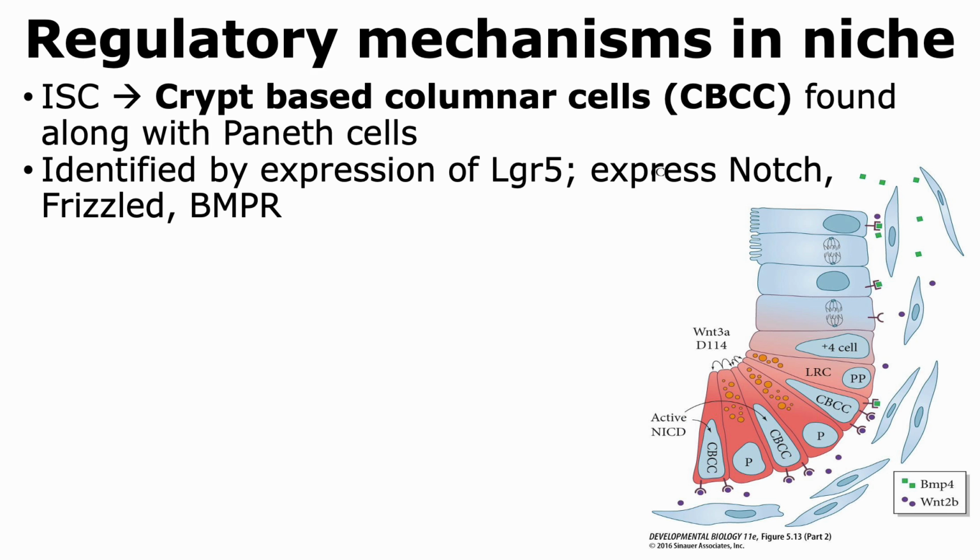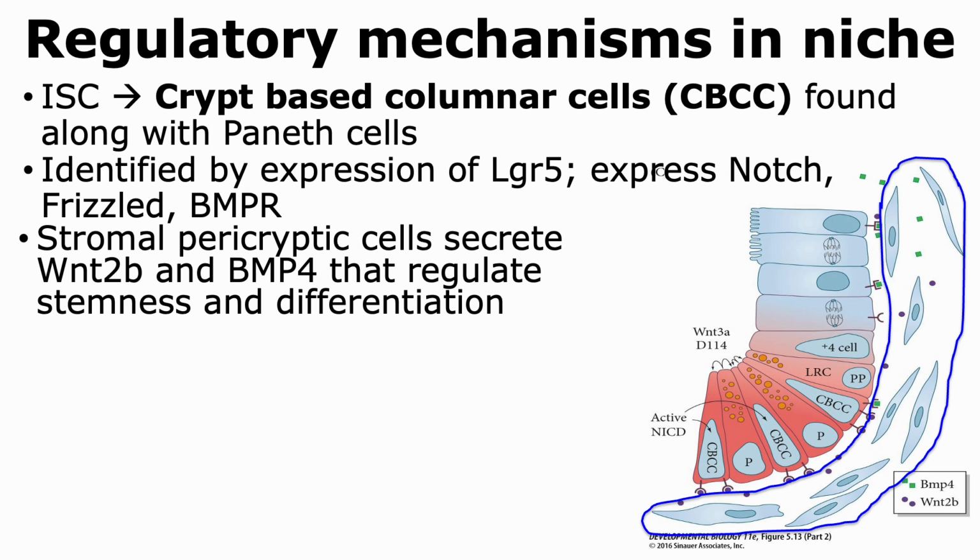The intestinal stem cells are identified by expression of the protein LGR5. So if you want to know whether the cell that you're studying is an intestinal stem cell, then you should see whether it makes the protein LGR5. In addition to that protein, they also express NOTCH, Frizzled, and the bone morphogenetic protein receptor. These are all membrane proteins.